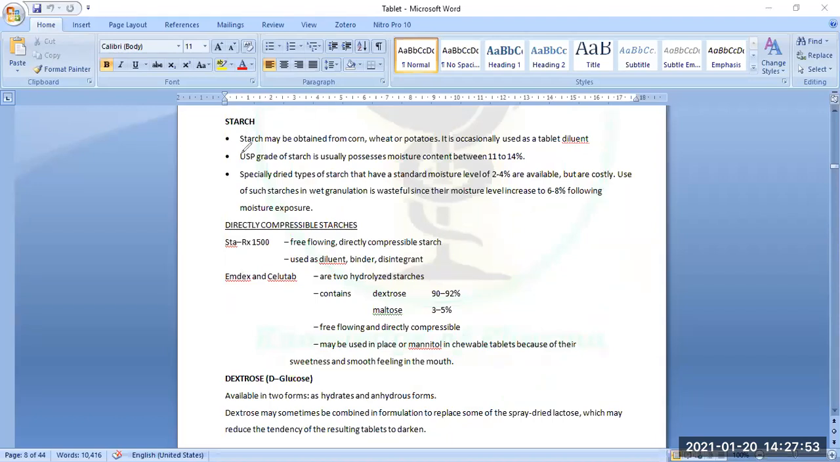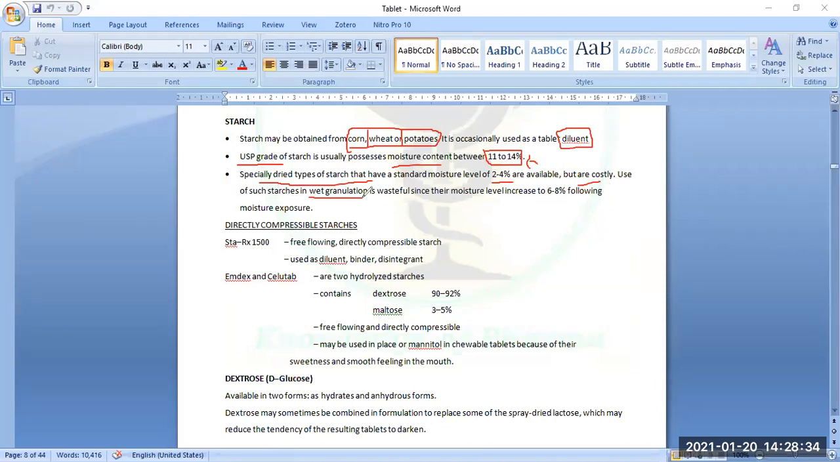Now, next is starch. Starch is also one good diluent which is generally used for tablet formulation, and which may easily be obtained from corn, wheat, and potatoes. It is occasionally used. Generally, हम अगर lactose use नहीं कर सकते, so we can go for starch. Okay, USP grade is also available with a moisture content of 11 to 14 percent. Specially dried starch is also available, with a standard moisture content of 2 to 4%, but it is costly compared to the conventional USP grade starch.